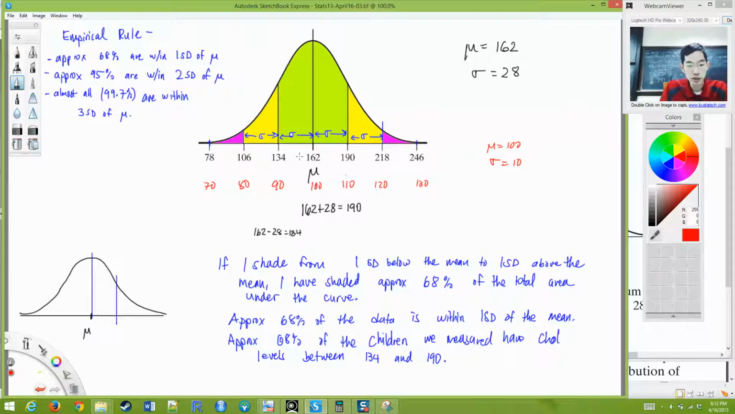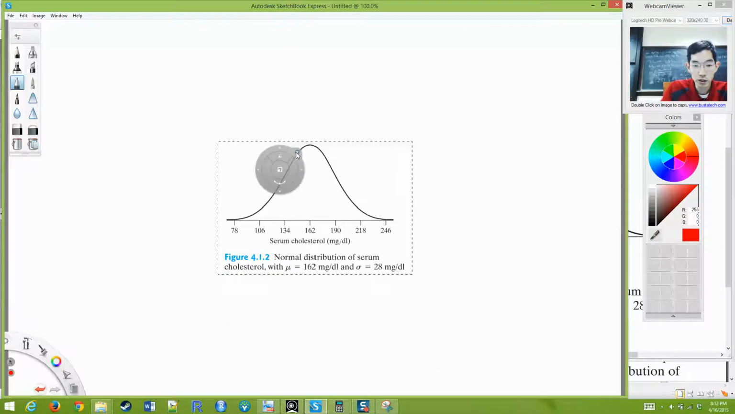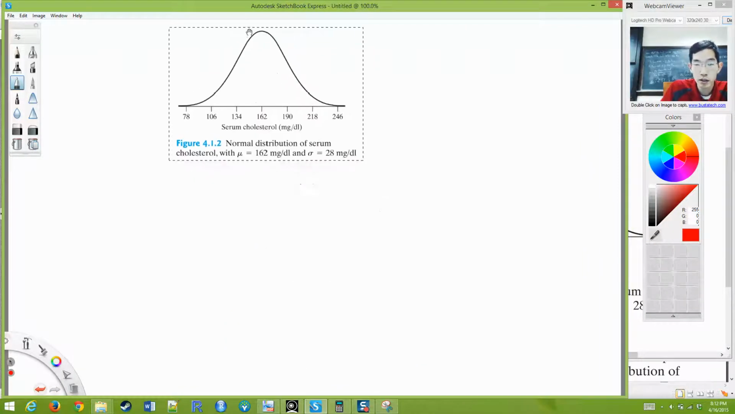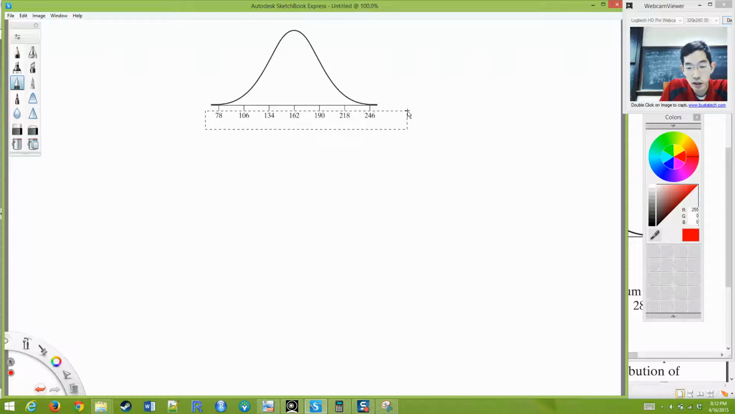Okay, so let's go on to the next slide. And let's just check our understanding here. Let me use this again. Draw another thing here. I'm going to just leave the same tick marks. I kind of like that. All right, so I'm going to just, oops.